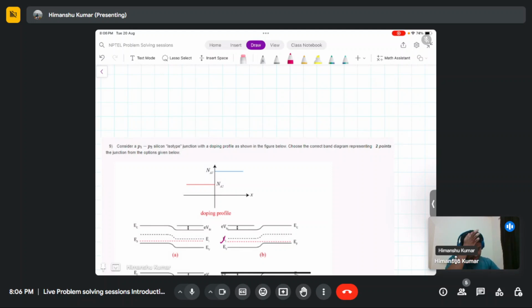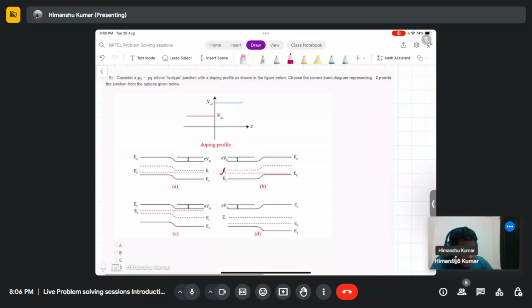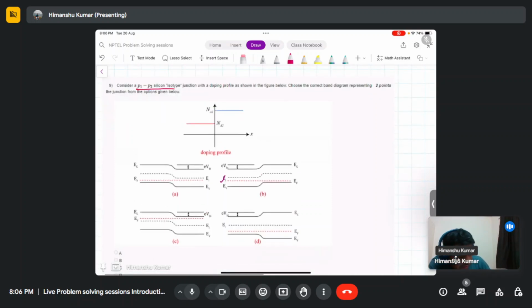So let's move to the next problem. Consider a P1 P2 type of junction, an isotype junction. Here both regions have similar kind of doping, but there is a difference in the doping concentration. This side is doped acceptor type, this is also doped acceptor type, but Na1 is greater than Na2. So this will have more p-type behavior, and this has less p-type behavior.